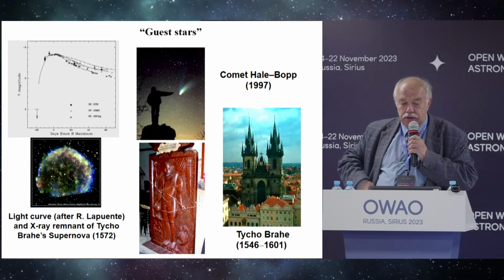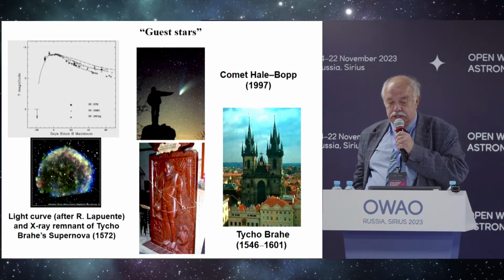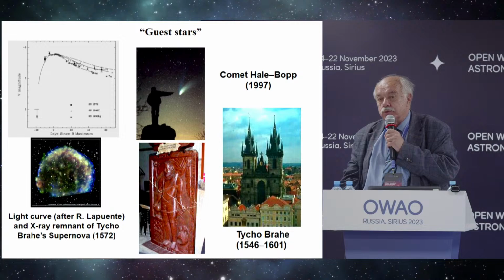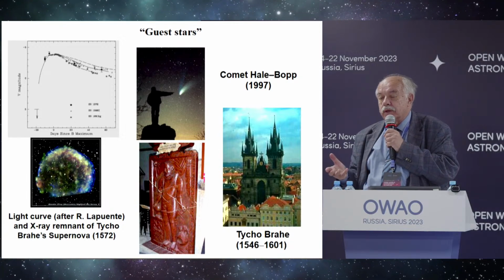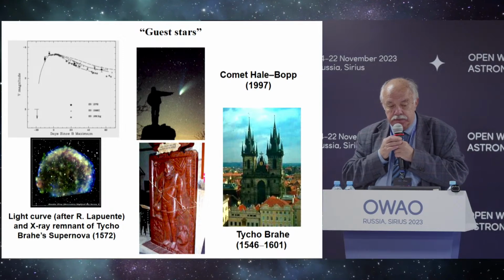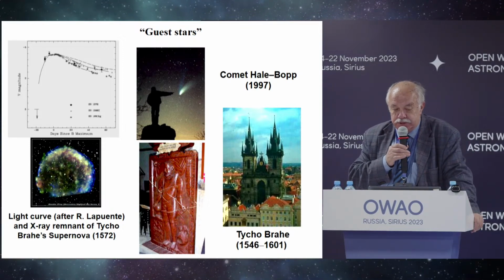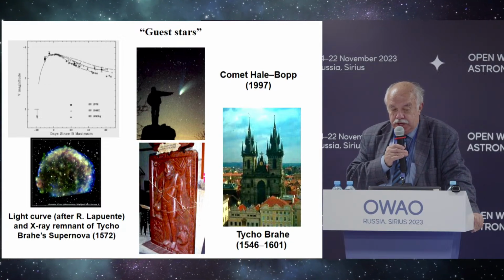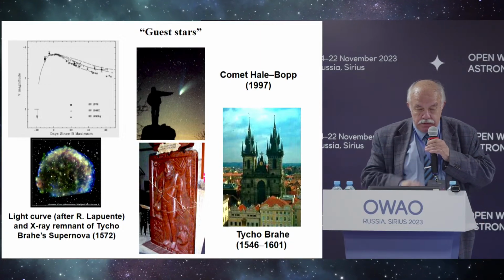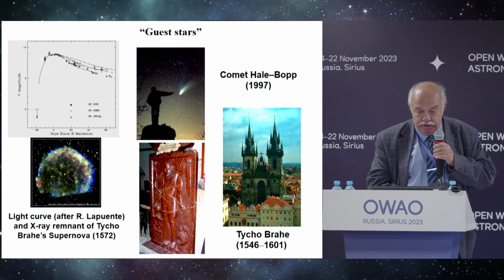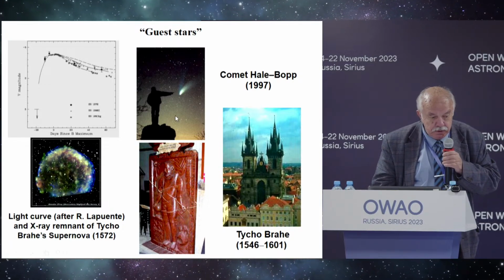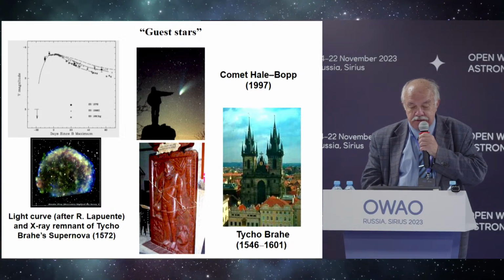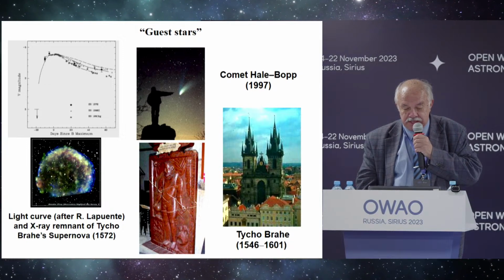And there is another kind of guest stars. Stars that appear, do not evidently move with respect to other stars around them. They become brighter and then they disappear. And these are already variable stars. Here I show the light curve of the supernova. Supernova discovered in the year 1572 by Tycho de Brahe.